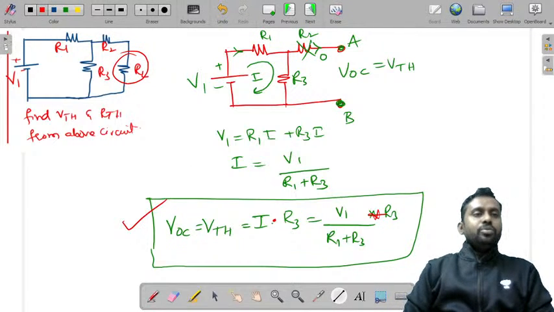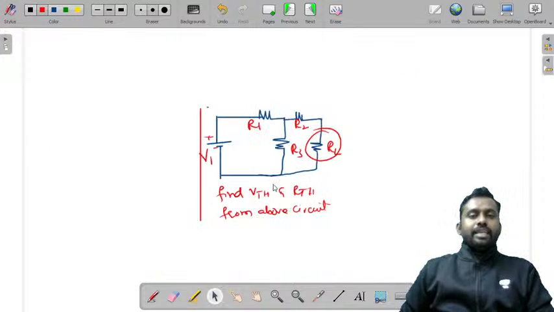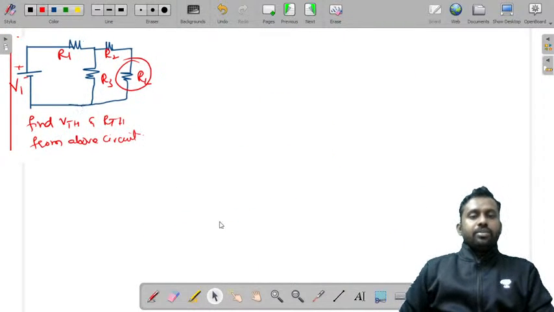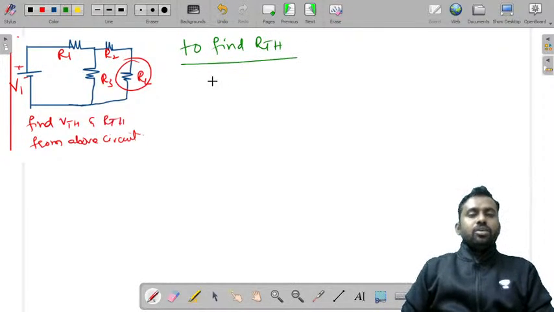Now let us see how we determine RTH. Let us take this circuit to the next slide. Yeah, this is the circuit. Now let me tell you how we find RTH. So to find RTH, Thevenin's resistance, we have to remove the load and make the sources 0. This source is an independent source. If you replace it by its internal resistance, it is a short circuit. Simply remember that independent voltage source must be replaced by a short circuit. Independent current source must be replaced by an open circuit.